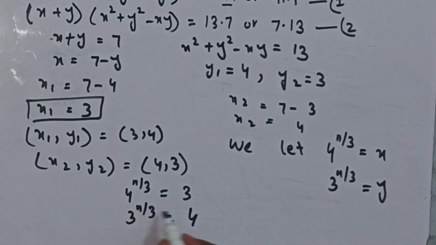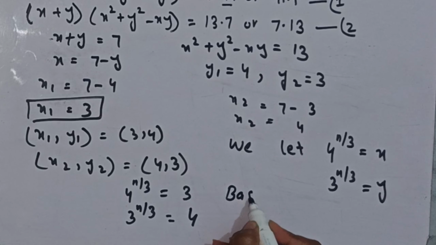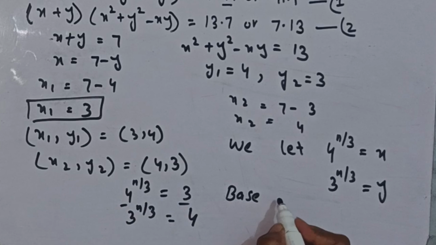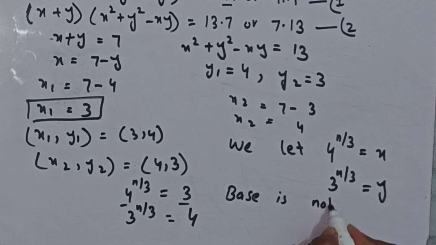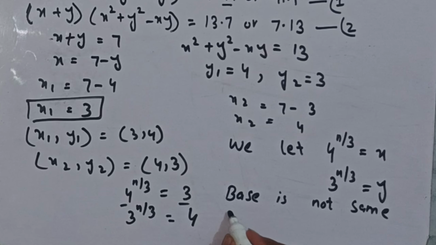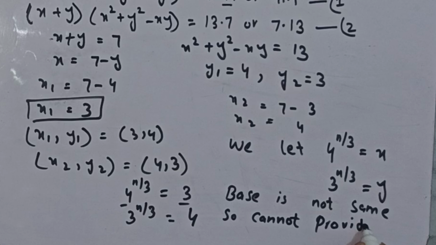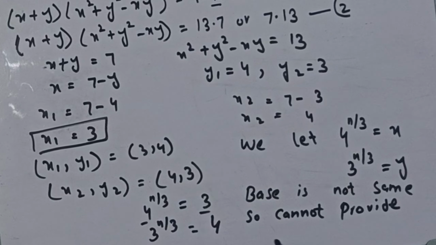Now we solve this. Look at the base. The base is different in this case. First is 4 and second base is 3. So base is not the same. So we cannot get a real solution for n. So that is why this is rejected.